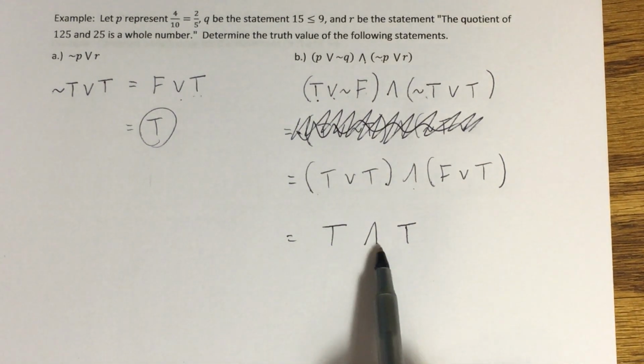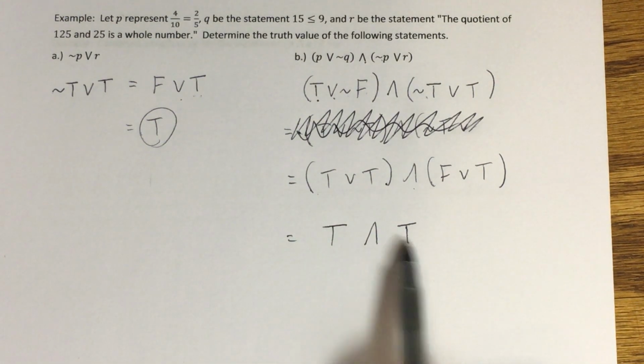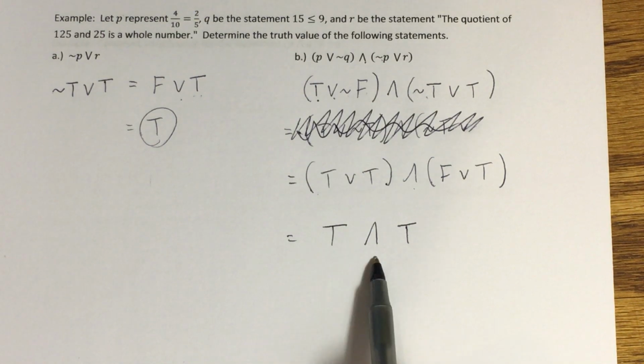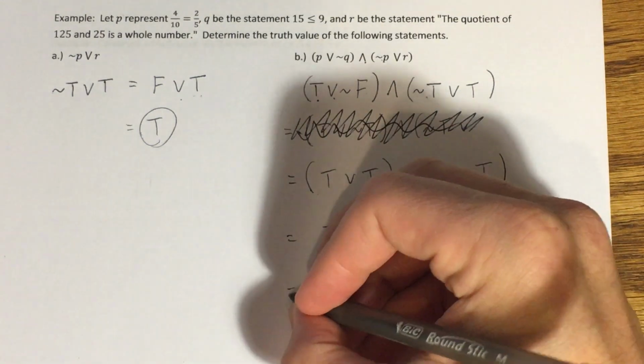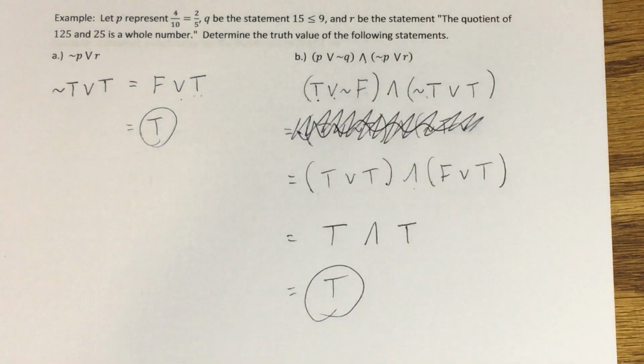Finally, we have a conjunction here, and. True and true. Remember, the only way that a conjunction can be true is if both component statements are true, which is what we have in this case. So we have another truth value of true. Okay?